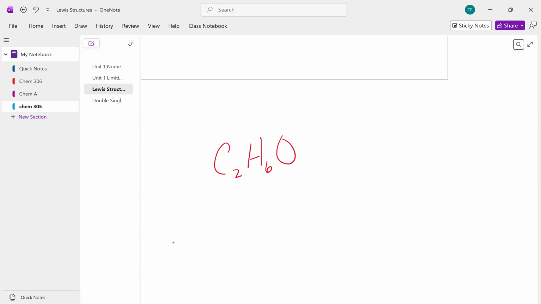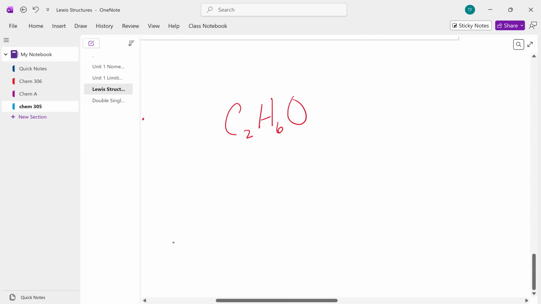Now I'm going to end up with 2 legal structures for this. I'm going to end up with ethanol and dimethyl ether. Okay, so in the middle goes which ones? Carbon, hydrogen, or oxygen?